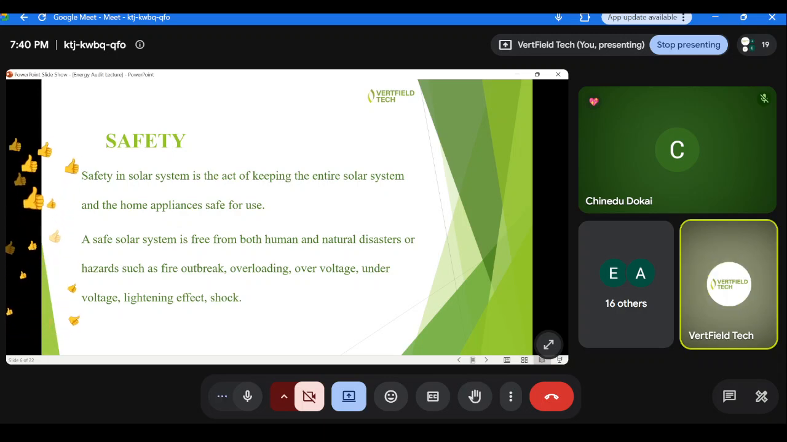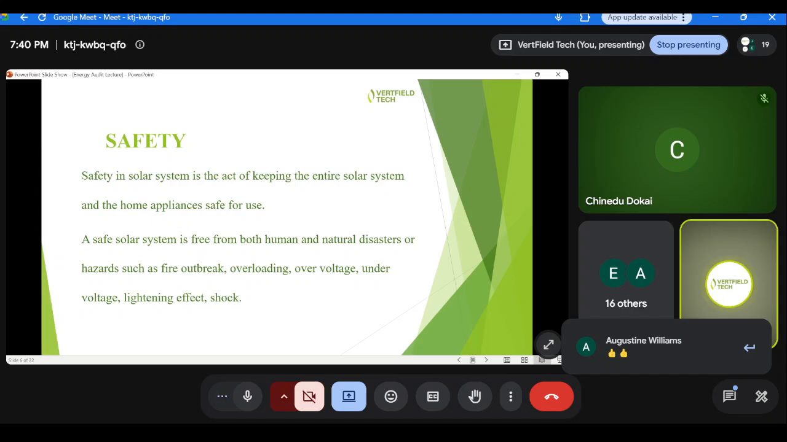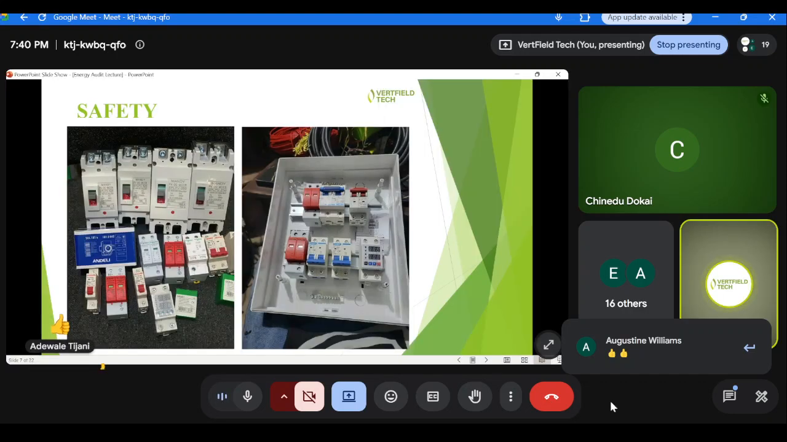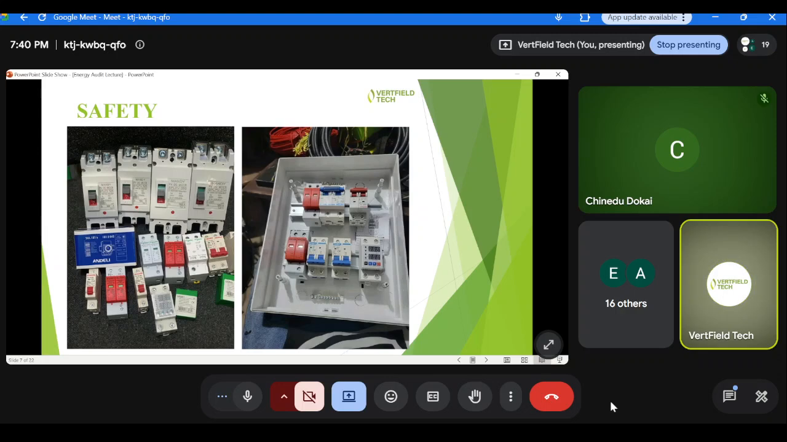All right. So that is to tell you that your solar system can operate at any time, all day, all the time, if it is properly installed and has the right safety measures in place. So this also shows you the safety tools and gadgets. I hope you can still see my screen, please.